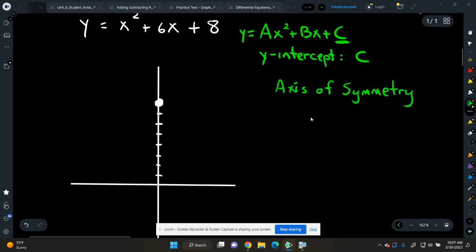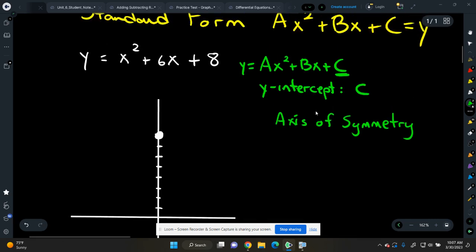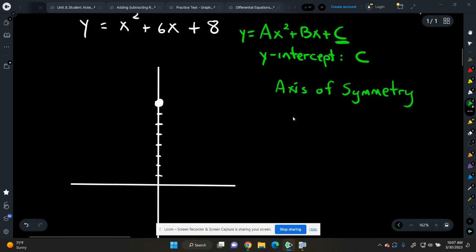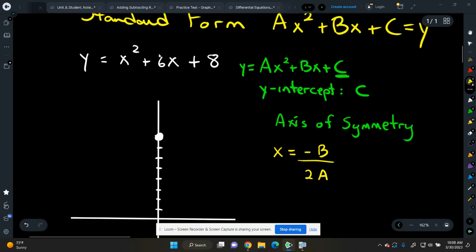Okay? Now, when we were in vertex form, the axis of symmetry was x equals something, right? It's still going to be the same thing. We're going to do x equals negative b over 2a. That means that we have to look at the equation. We have to identify the a, b, and c, right? Why is it negative? It's just the way the formula works out.